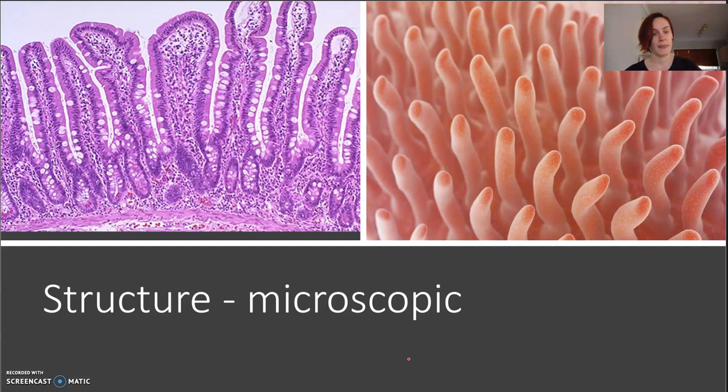From a microscopic standpoint, this is what those finger-like projections look like. They're known as villi, and they're mostly found in the small intestine. There's a 3D depiction of them as well. The blood supply runs really closely up to that outer edge of cells, and that allows the nutrients to be absorbed in and then go directly into the bloodstream.